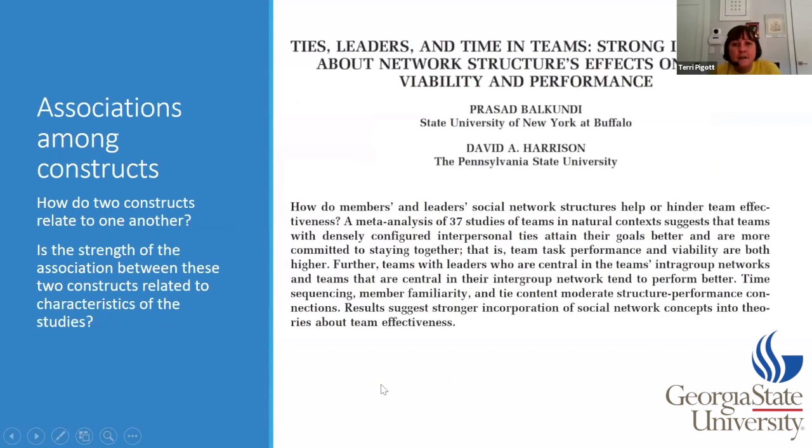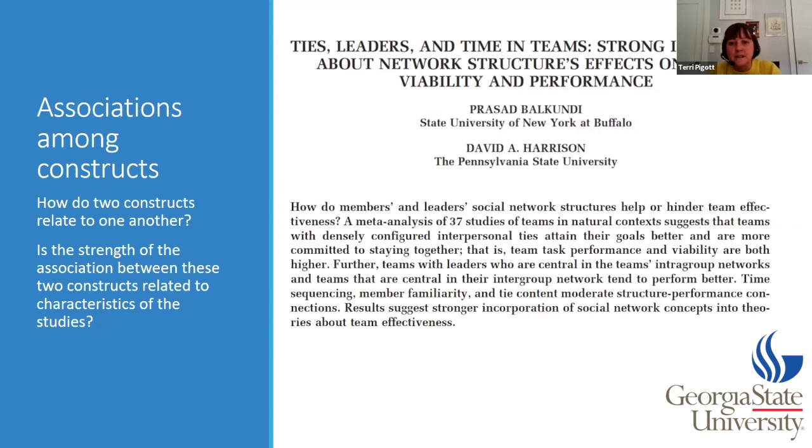And then the last example I wanted to show you was an example of a meta-analysis that is interested in these associations among constructs. So how do two constructs relate to one another? And does the strength of the association between these two constructs vary across studies? Is it related to characteristics of studies?